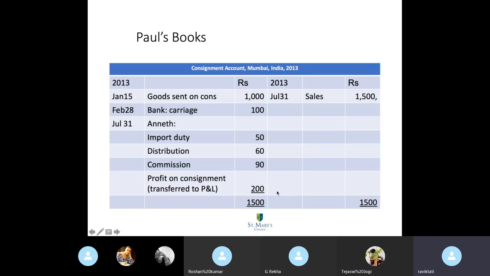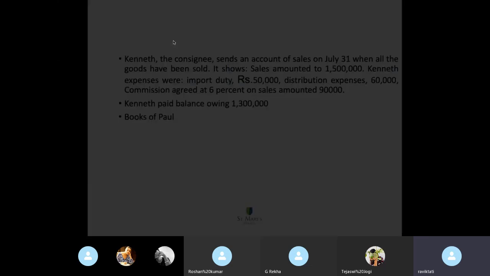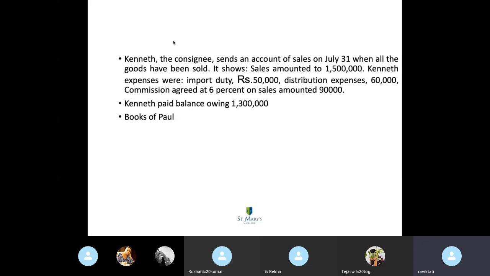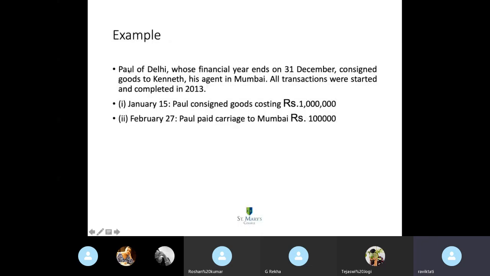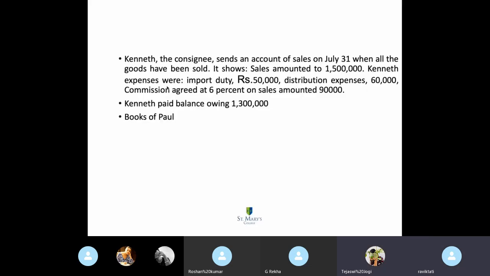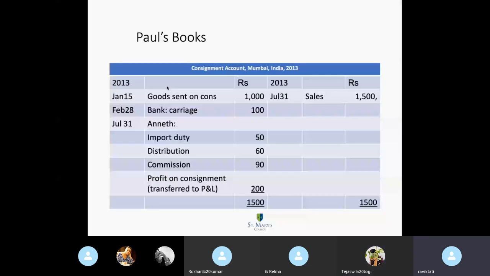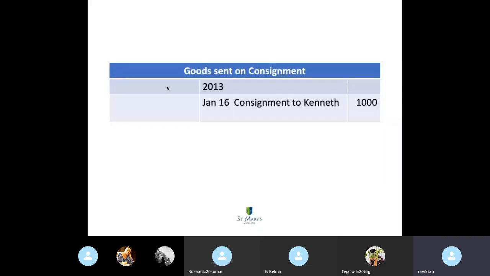Now, this is in the books of Paul. Who is Paul in this case? Paul is a gentleman who consigned goods to Kenneth. In this example, Paul is the consignor. 200,000 is the profit on consignment. There's a goods sent on consignment account prepared.